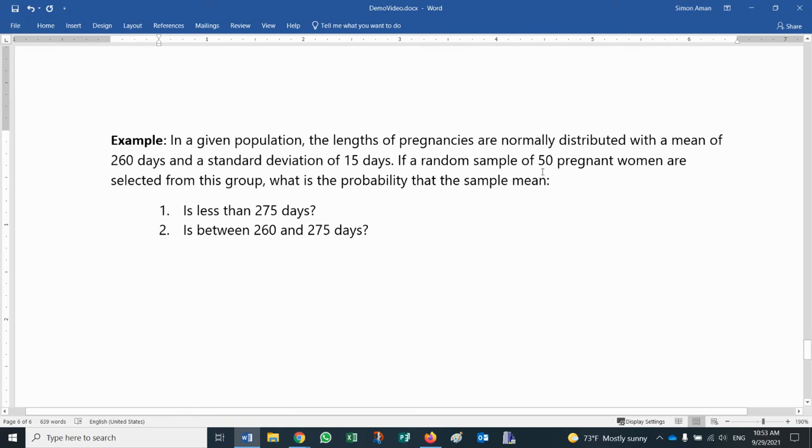So now that we have a sample, the standard deviation using the central limit theorem is not going to be just 15. It will be 15 divided by the square root of n. And everything else is like the normal distribution.